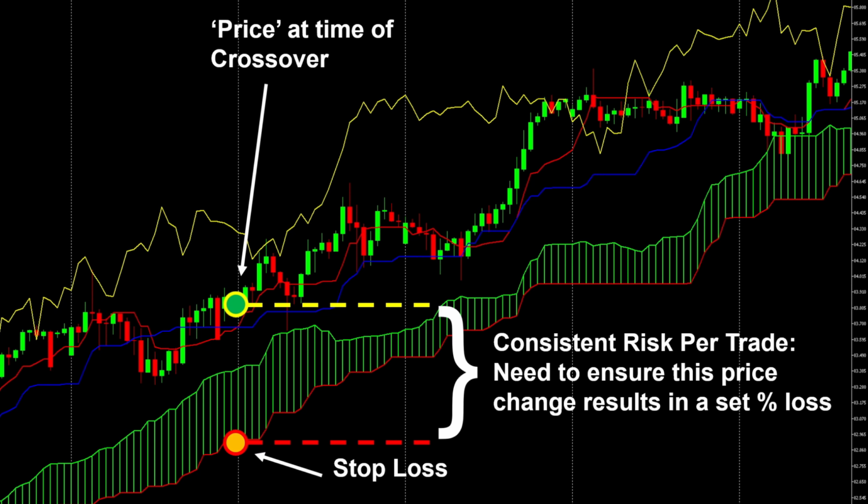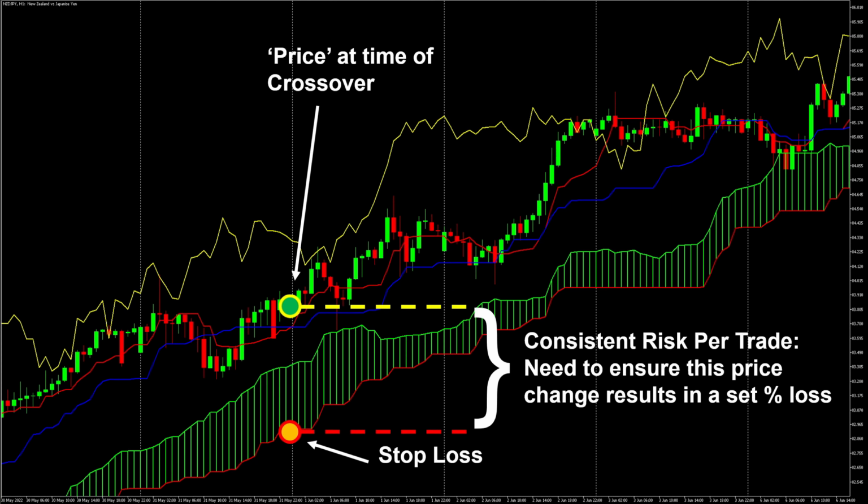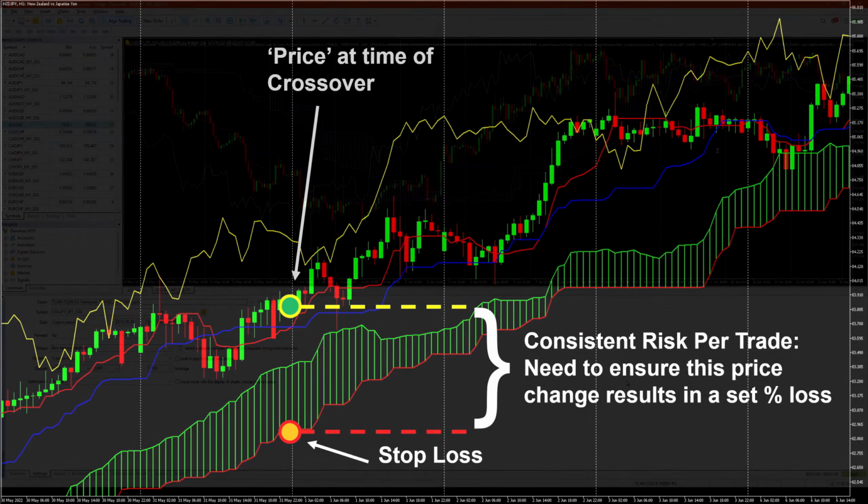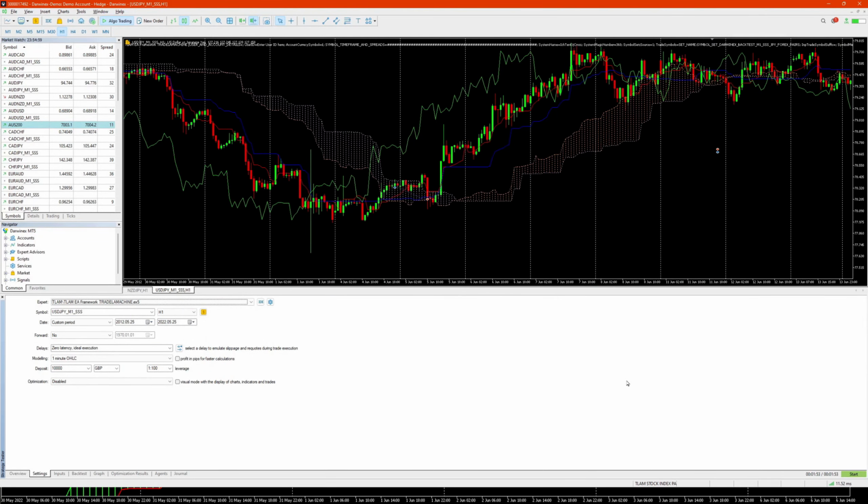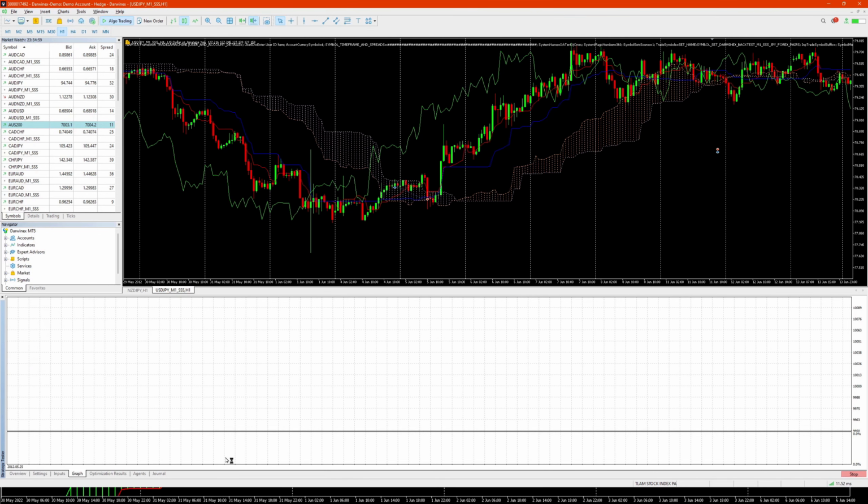So if the distance is large, then we would want a smaller position size relative to those instances where the distance is small, where they could have a higher position size, but all would result in the same percentage loss on the account. So as an example, we could set this so that each trade had a maximum risk of 1% of the account value. Or if you're more risk averse, you could choose 0.5% or even 0.25%. So initially I'm going to use a 1% risk, so let's take a look at what that produces in terms of the returns.